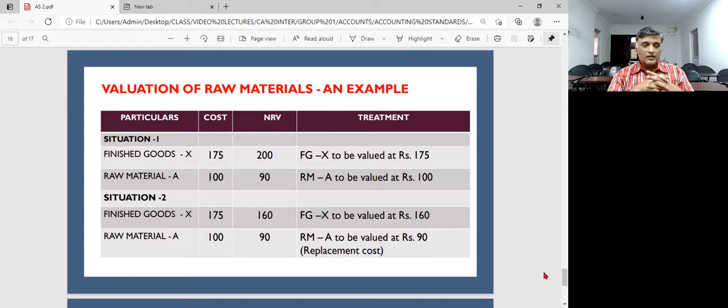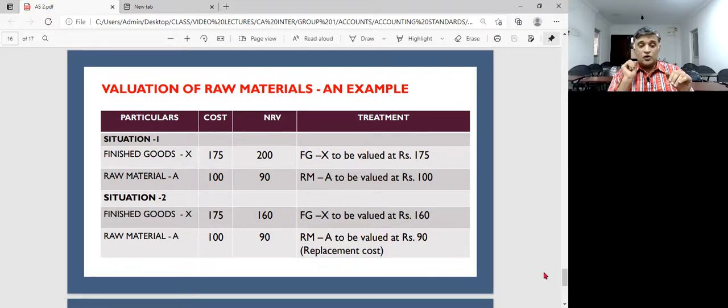Look at this. Situation 1, four columns are given: particulars, cost, NRV, treatment. Situation 1, finished good is X, raw material is A, which means the raw material A is used in the manufacture of the finished goods X. Now, cost is 175, NRV is 200. We want to know what is the valuation for raw material A. For X, you have 175 and 200, and for A, you have 100 and 90. If you take only A per se, forget X, you will say cost of A is 100, NRV is 90, whichever is lower, I will take 90. If you go with that logic, it's wrong.